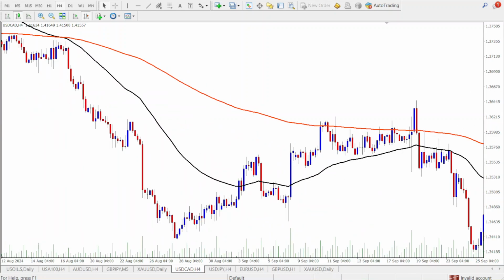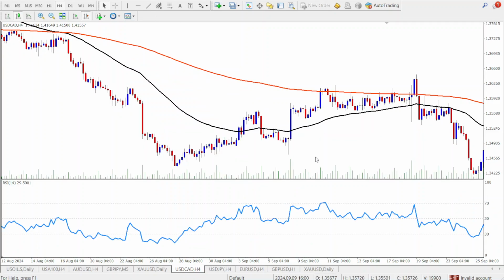The second indicator we are going to be looking at is the relative strength index. The RSI is a momentum oscillator that measures the strength of recent price movements. Readings above 70 suggest strong buying momentum, while readings below 30 indicate strong selling momentum. You can use the RSI to confirm if a trend still has power or if it is overextended.